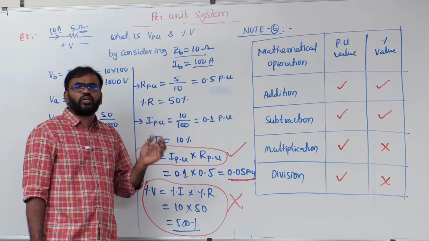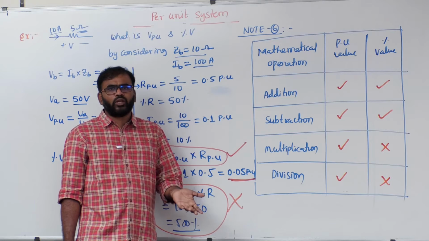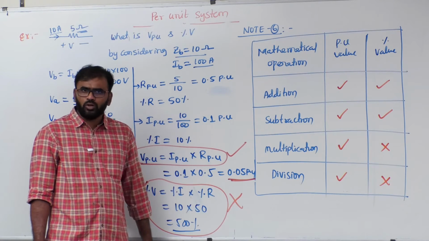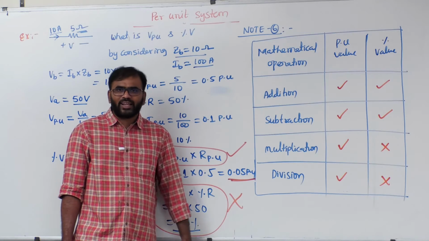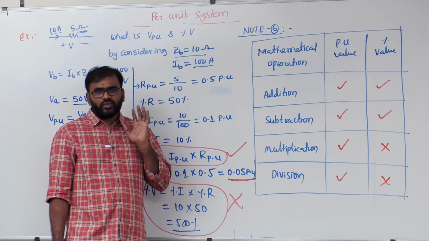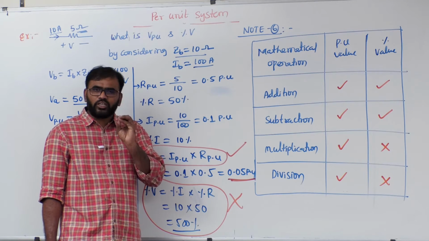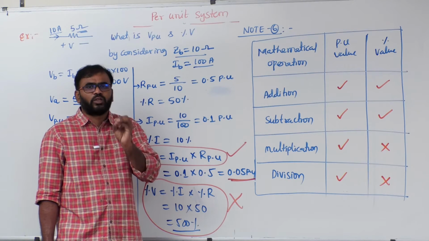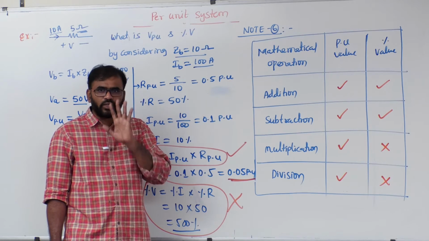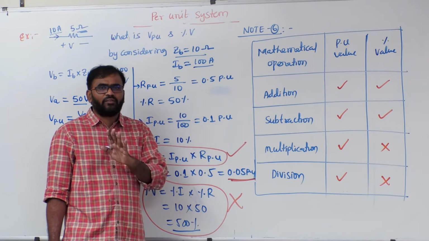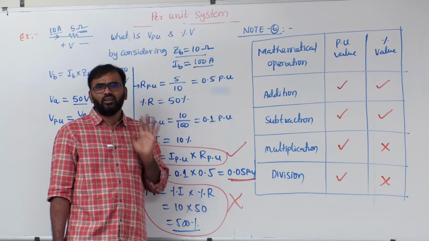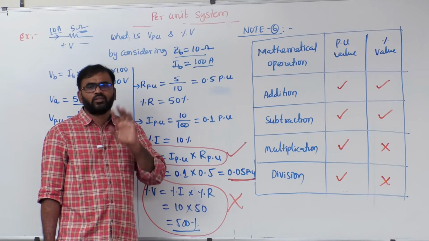Note number 4. Per unit value may be less than 1, may be greater than 1, may be equal to 1. Don't think that per unit value is always less than 1. Greater than 1 is also possible. That depends on the actual conditions of the power system. Next, note number 5. When you are selecting the base quantities, you should be very careful. Base quantities are magnitudes only. Base quantities never have phase angles. They just have magnitude. That's why actual value phase angle and per unit value phase angle are always the same.